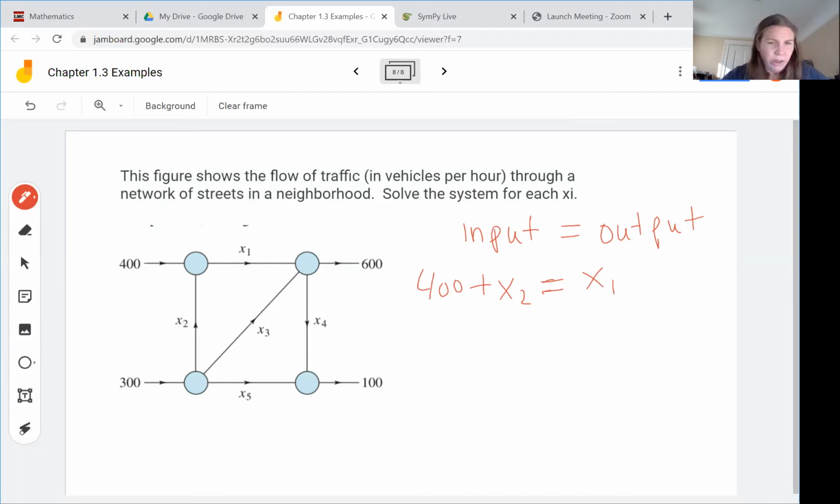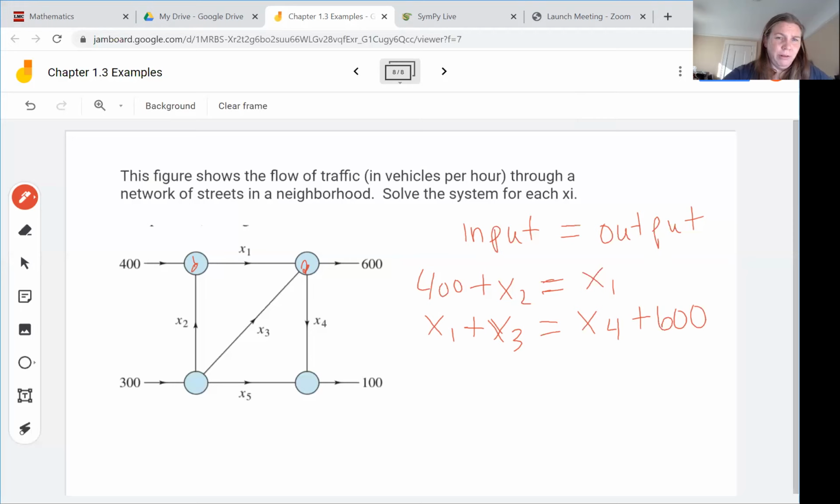Our second equation will go to the next node over here. So we've already gotten this node. In our second node here, x1 and x3 are going in. So our input will be x1 plus x3. And our output here is x4 and 600. So we'll say x4 plus 600.